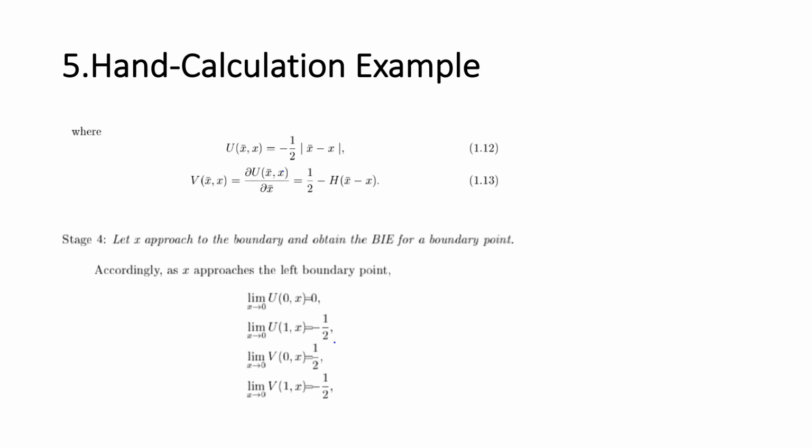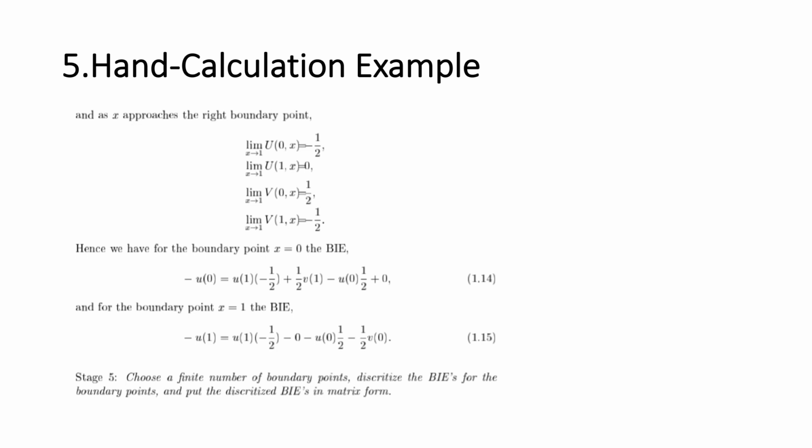So as x approaches the left boundary point, we have the limit of u of 0x as x approaches 0, and that gives us 0. The limit of u of 1x as x approaches 0 gives us negative 1 over 2. The limit of v of 0x as x approaches 0 is equal to 1 over 2. And the limit of v of 1x as x approaches 0 is negative 1 over 2.